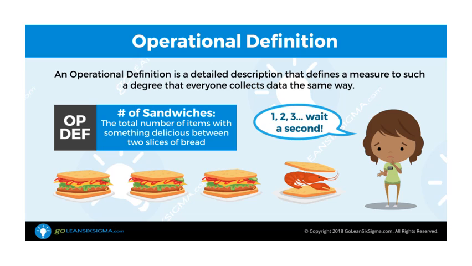So just a couple of mini slides at the end. We're measuring number of sandwiches and the total number of items with something delicious between two pieces of bread. And so now we know how we've defined a sandwich. And this is wrapping up what we have for operational definitions. And I hope it was helpful.